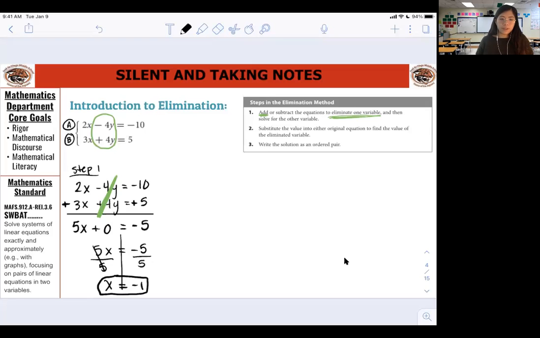What does step 2 tell me to do? Who would like to read step 2? I'll read. Go ahead. Substitute the value into either original equation to find the value of the eliminated variable. Exactly. So basically, now that I have x, I'm going to take that -1 and bring it right back into one of my original equations. Either one works. A and B are both good options. Let's just go for B. So go ahead on your own, plug in -1 for x and see what you get for y.